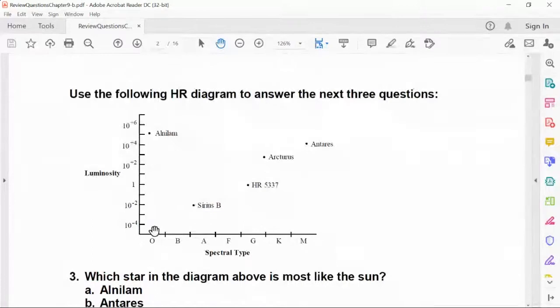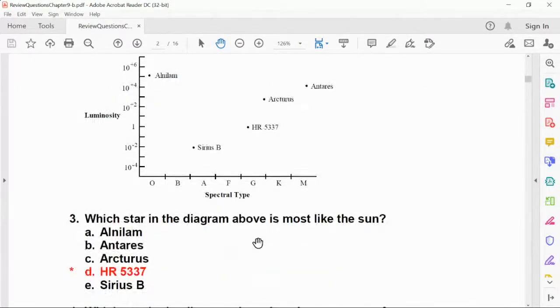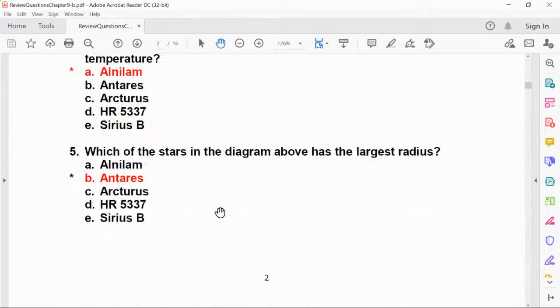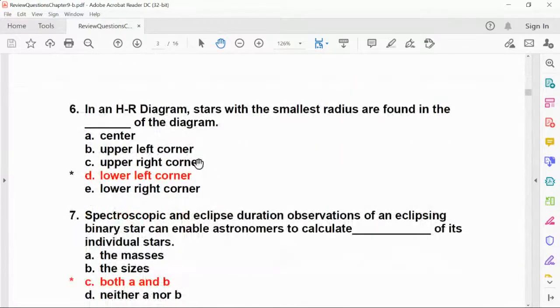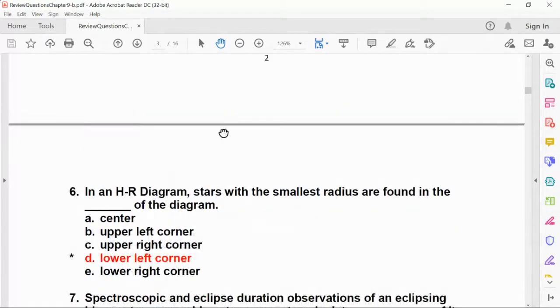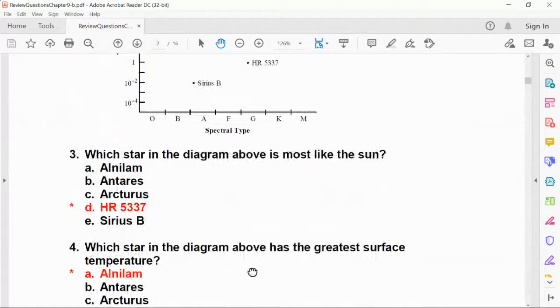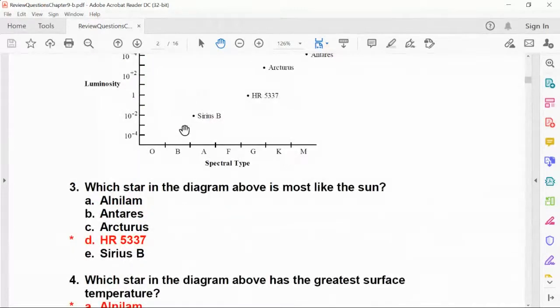Which of the stars in the diagram above has the largest radius? And remember, if you go that way, you increase in size. So Antares here is the one with the largest radius. Six, in an HR diagram, stars with the smallest radius are found in the left lower corner of the diagram. So you usually find them here, and that's Sirius B, which is a white dwarf.